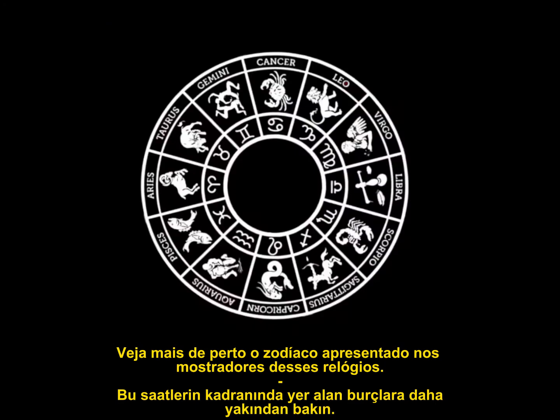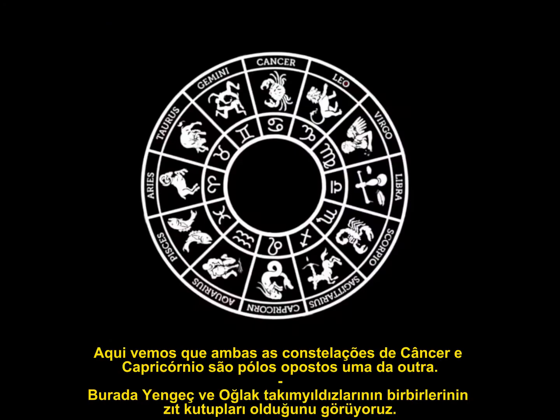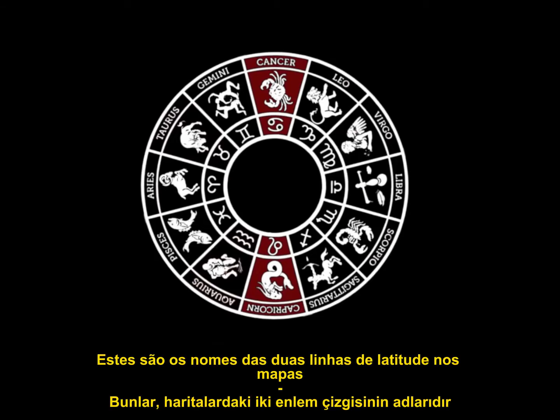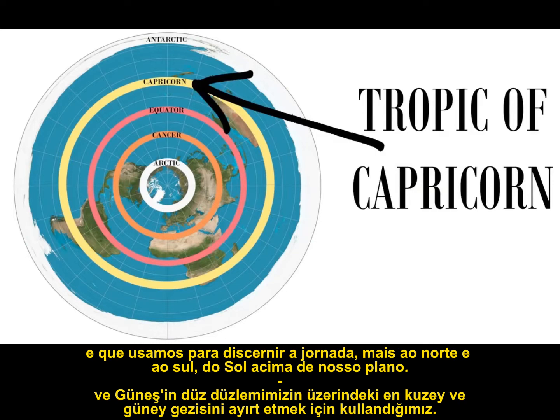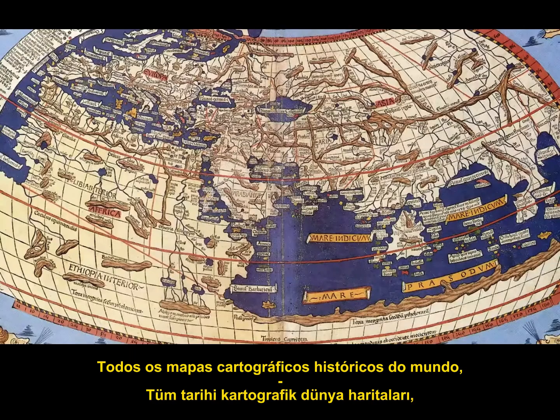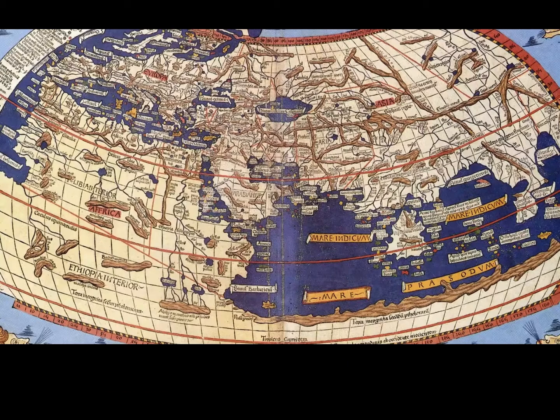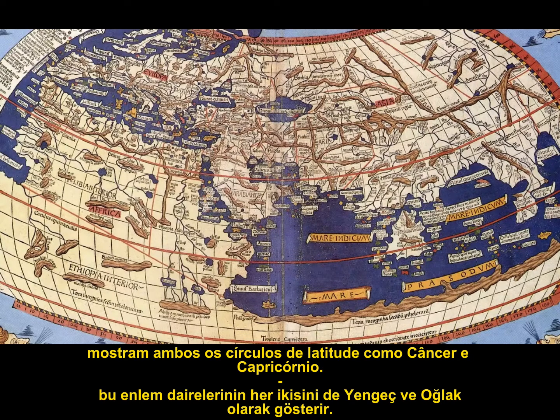Look closer at the zodiac wheel featured on the dial of these clocks. Here we see that both the constellations of Cancer and Capricorn are polar opposites to one another. These are the names of the 2 lines of latitude on the maps, and that we use to discern the sun's most northerly and southerly excursion above our flat plane. All historical cartographic world maps display both these circles of latitude as Cancer and Capricorn.